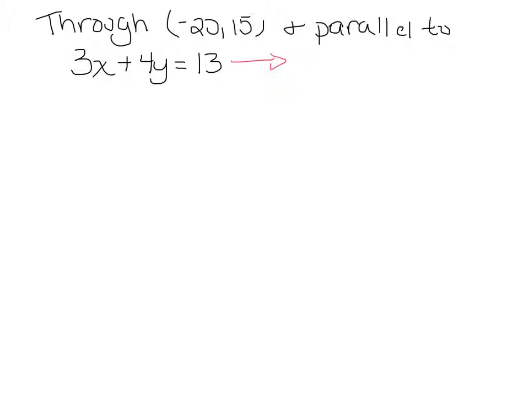If I find the slope of this line, it is going to be the same as the slope of my new equation, and the reason why is because the lines are parallel. So let's get this equation in the form y equals mx plus b, and then we'll be able to read off directly what the slope is.